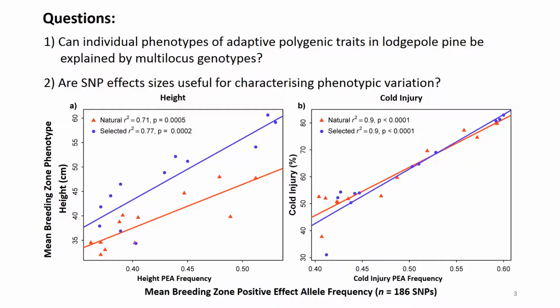SNP effect sizes are an essential component of polygenic risk score analysis that's been developed in human genetics over the last 10 to 15 years, and is now coming online as a major clinical tool to estimate phenotypic risk from genotypic data, but I'm not aware that it's really been applied in plants, let alone forestry.